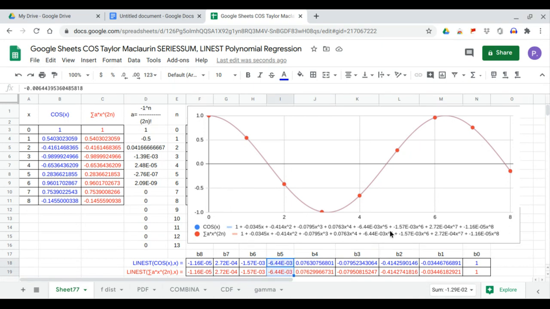B5, negative 6.44 times 10 to the minus 3. It's also a match. And B6, negative 1.57 times 10 to the minus 3. It's also a match. And B7, 2.72 times 10 to the minus 4. They're the same. So this completes the use of series sum to generate the Taylor Maclaurin series expansion of cosine and LINEST polynomial regression to generate the regression coefficients.